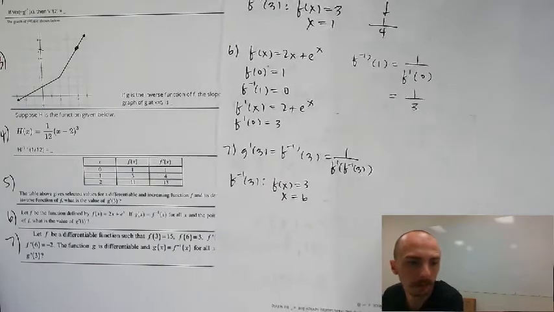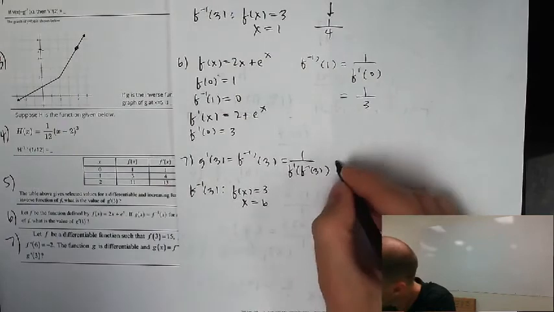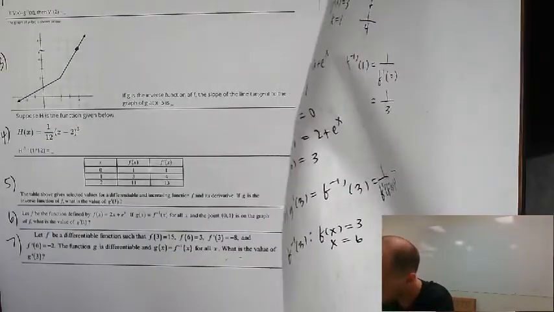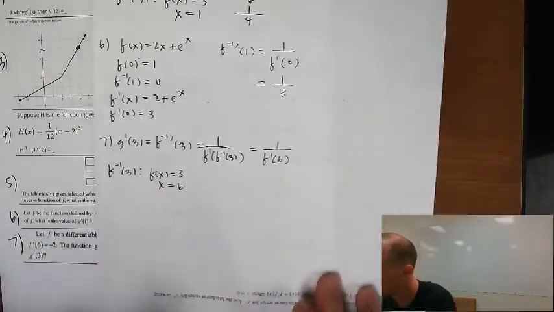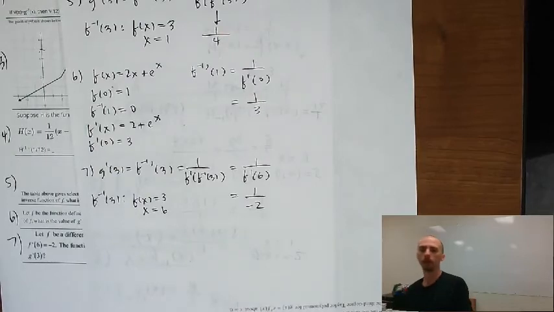And then, what else do I want to say about this? Oh, I need to find the value of, okay, so that's going to be 1 over f prime of 6. I need to find out what f prime of 6 is. Here it is, -2. And so that's 1/-2. And this is how you take the derivative of the inverse function for AP Calculus.